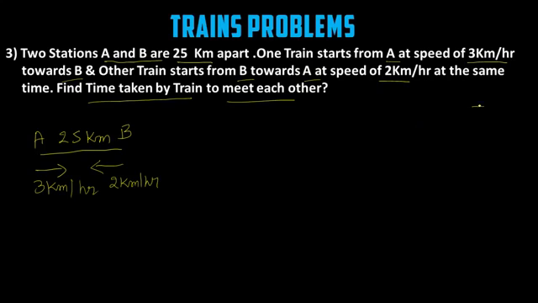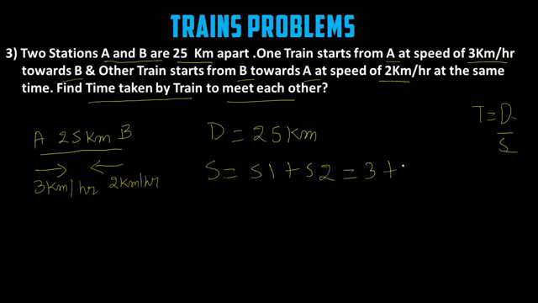And as we know, friend, time is equal to distance divided by speed. So first we find the distance and speed. Distance is given, that is 25 km, and both the trains are moving in the opposite direction, so their net speed will be s1 plus s2, that is 3 plus 2, which will give us 5 km per hour. Now by putting the value, time will be 25 divided by 5. 5 fives are 25. That will give us 5 hours.